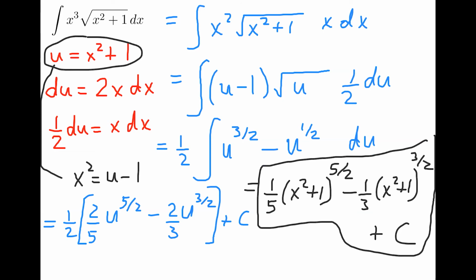And again, this was a tricky problem. The hard part about it is that we had to split this x cubed into two pieces. One of the pieces could be captured by the differential. The other piece, you had to take that substitution and write x squared in terms of u. So that's it.